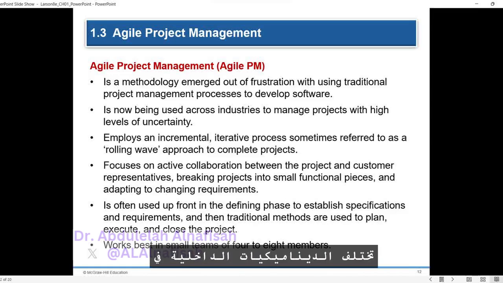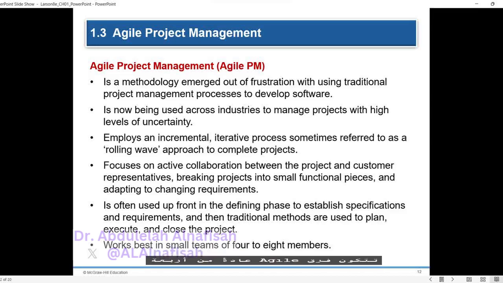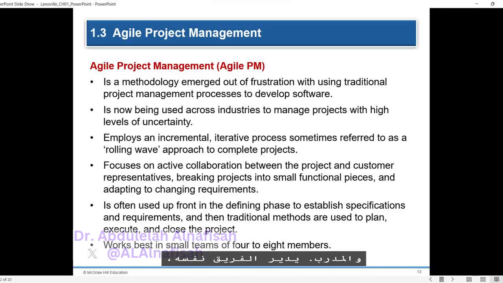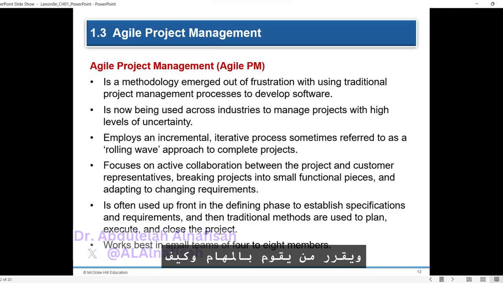The internal dynamics on agile projects differ from traditional project management. Agile teams typically consist of 4 to 8 members, and the project manager's role shifts to that of a facilitator and coach. The team manages itself, deciding who performs which tasks and how they should be done. Overall, agile project management provides an alternative approach for projects with high levels of uncertainty, enabling flexibility, collaboration, and continuous adaptation to deliver successful outcomes.